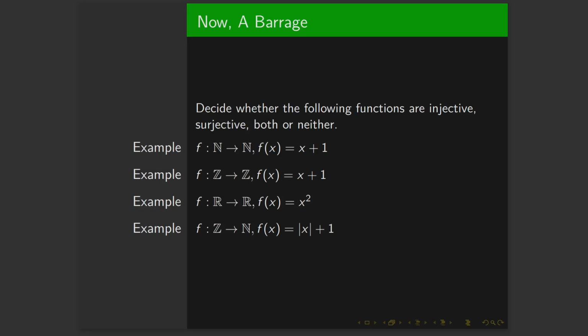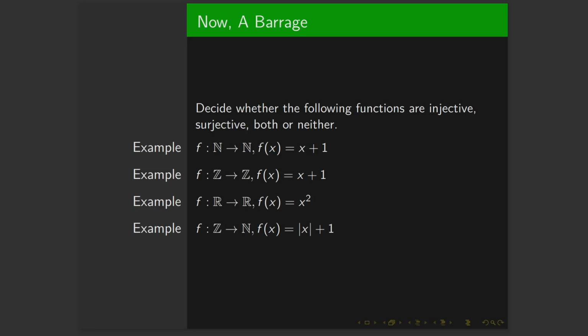It's very interesting because even though it's the exact same rule, just changing the domain and codomain might be all you need to do to change whether a function is injective or surjective or both or neither. That's why when you're defining a function, it's really important to understand where the codomain and the domain are.